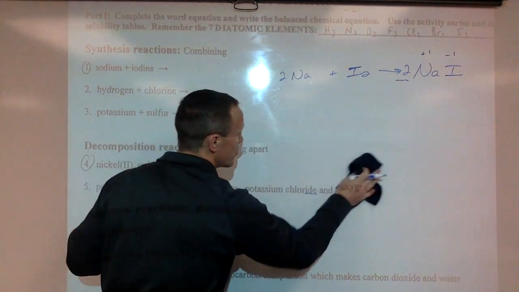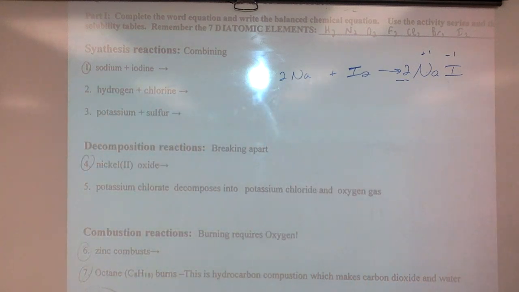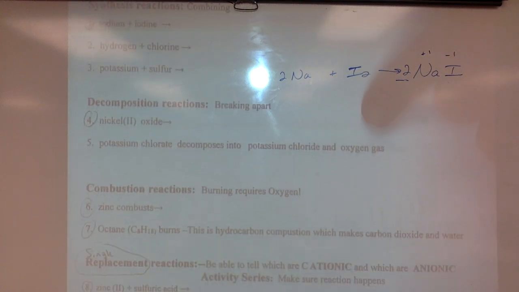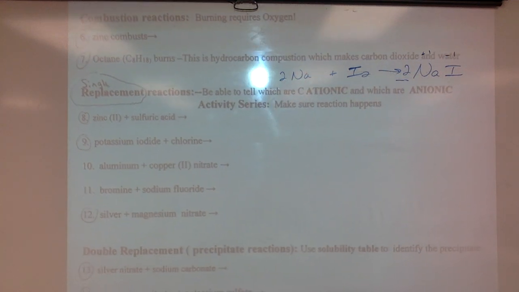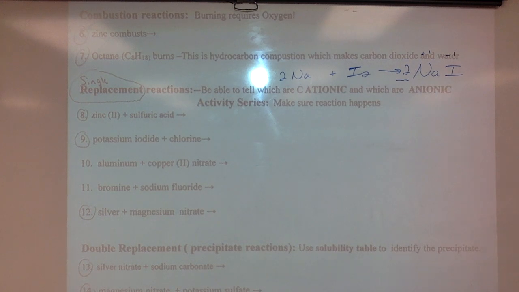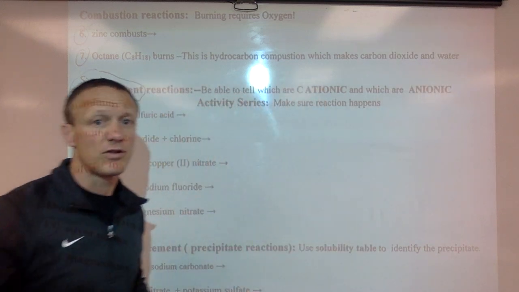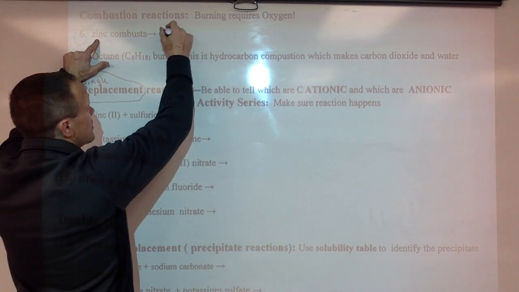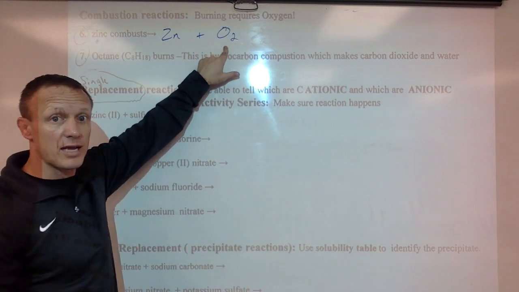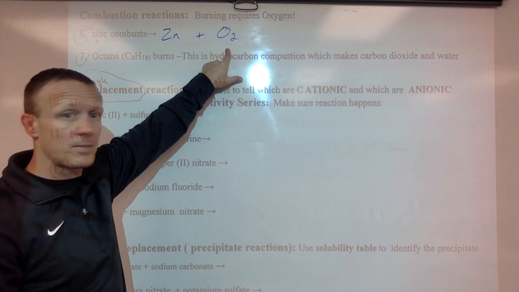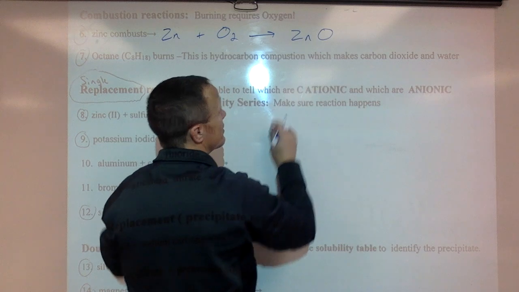Combustion ones. Remember, combustion means burning, which means you're combining with oxygen. So let's slide this up just a little ways. So here's our combustion ones. Again, combustion is burning, which means oxygen's involved on the reactant side. So for zinc combustion, we're going to say we have zinc plus oxygen. Combustion means you have something plus oxygen. They're just going to form a compound of zinc oxide.